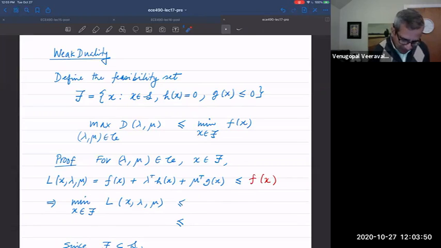So if I look at the minimum over the set F, that will also be true, because it's true for every one of them, right? So if I take the minimum on the left-hand side, it'll still be true that that's less than or equal to f(x).